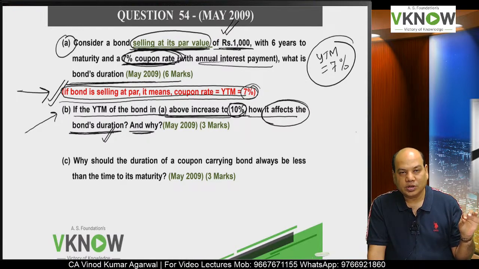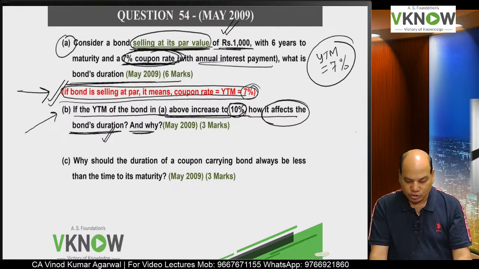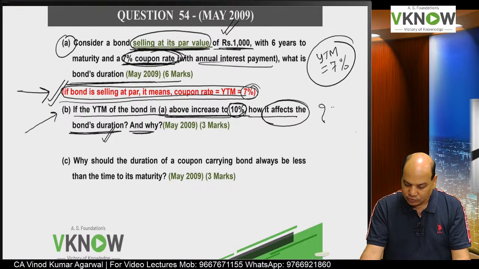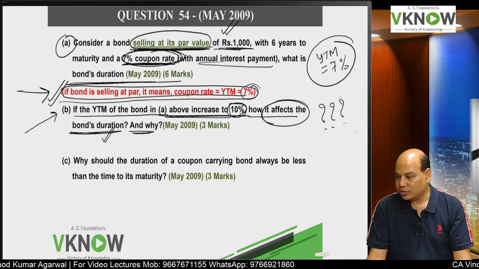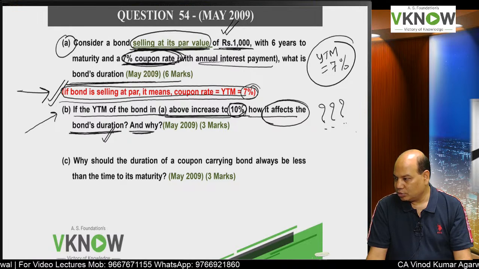So we have seen one property of duration. How will duration be affected if YTM increases? You have seen it in one of the properties of duration. So you have to answer whether the duration will decrease or increase. What is the relationship between YTM and duration of the bond?